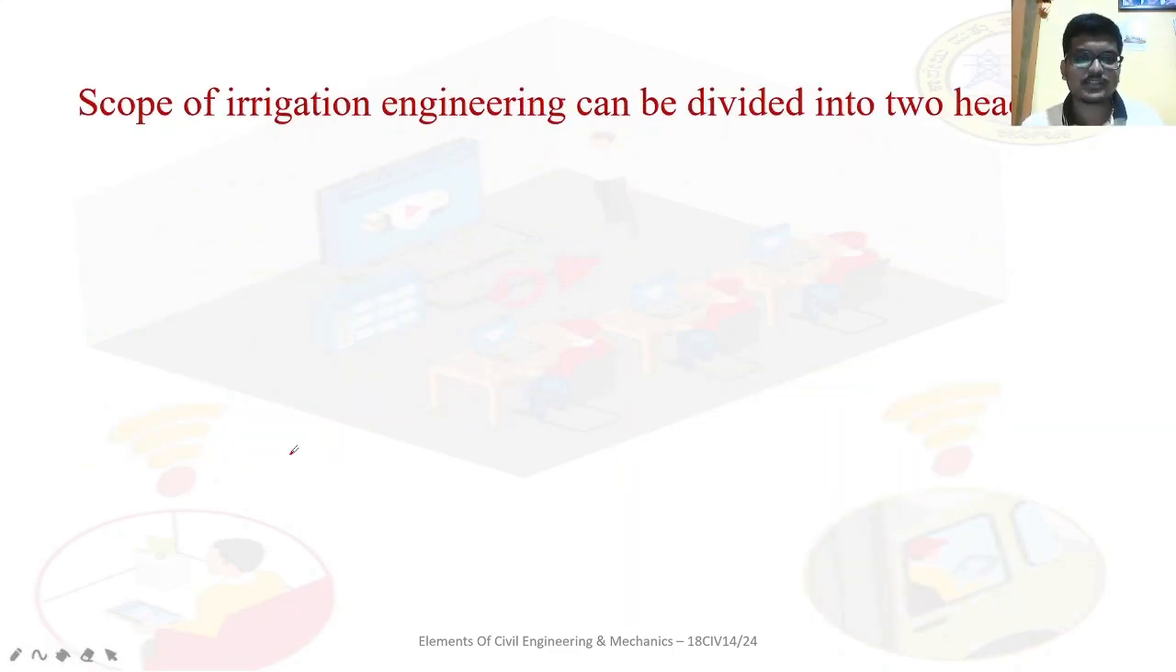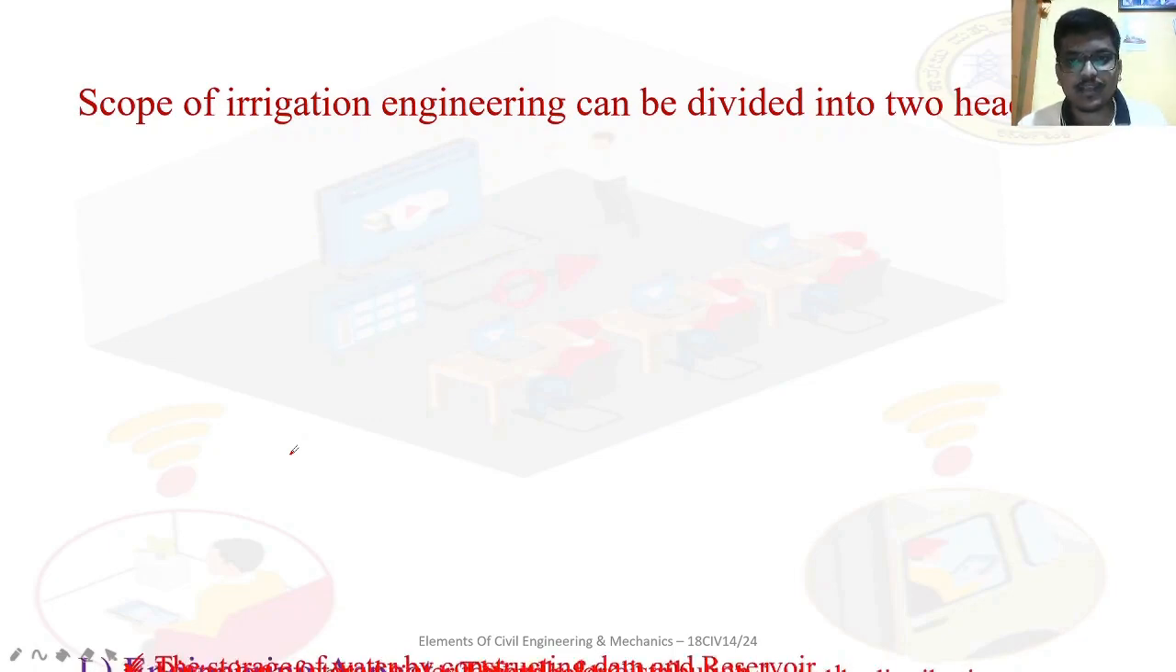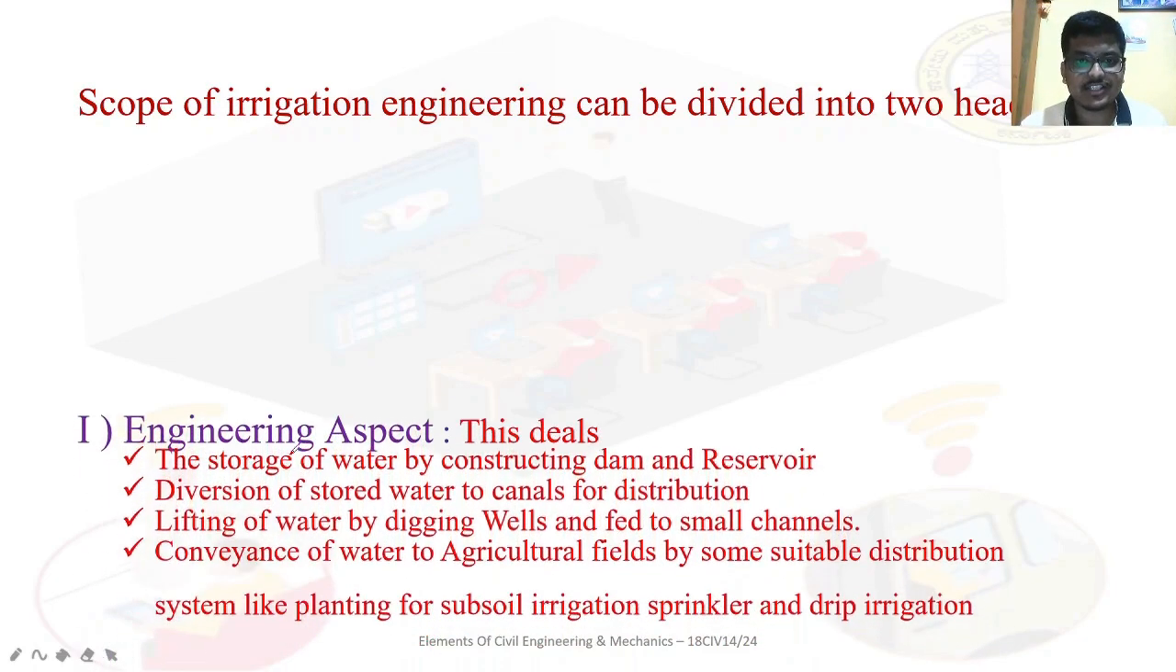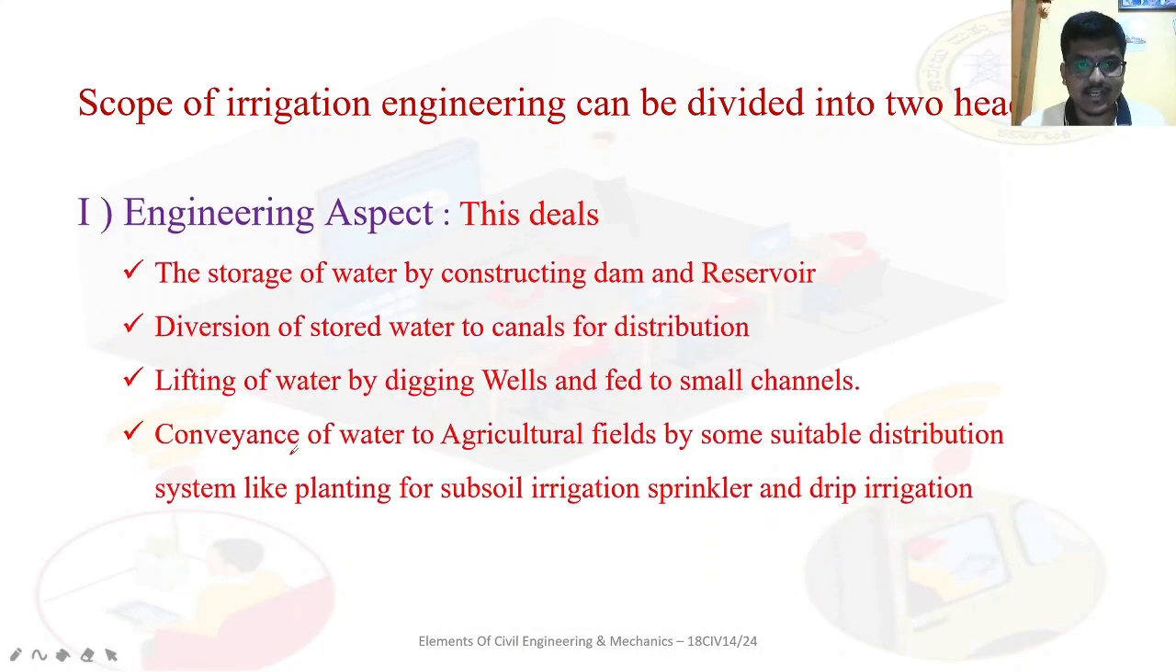So we'll see some of the scope of irrigation engineering. The scope can be divided into two heads. One is engineering aspects and another is agricultural aspects. Engineering aspect deals with the storage of water by constructing dams and reservoirs, diversion of stored water to canals for distribution, lifting of water by digging wells and feeding it to small channels, and conveyance of water to agricultural fields by suitable distribution systems like subsoil irrigation, sprinkler and drip irrigation. So these are all engineering aspects.